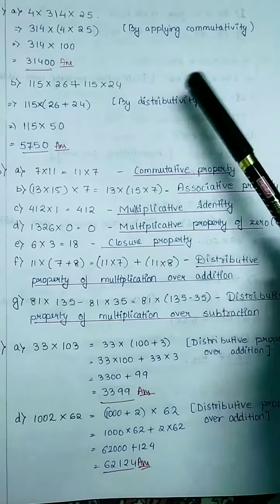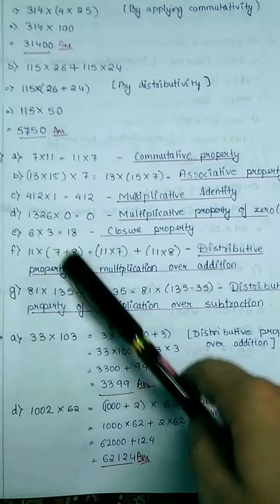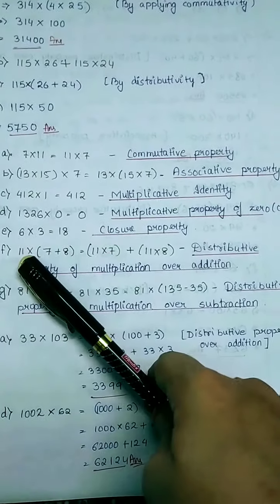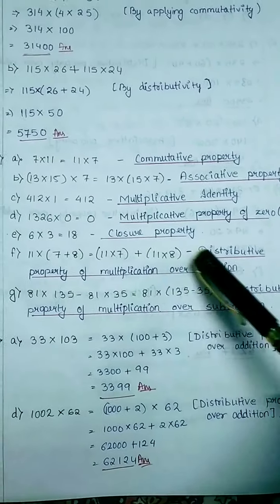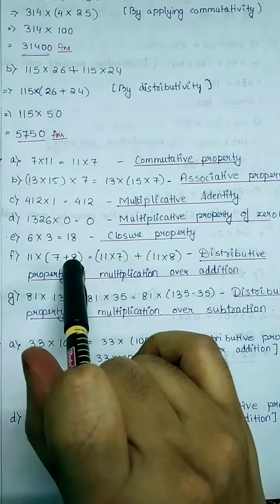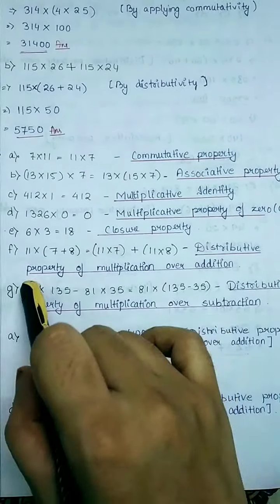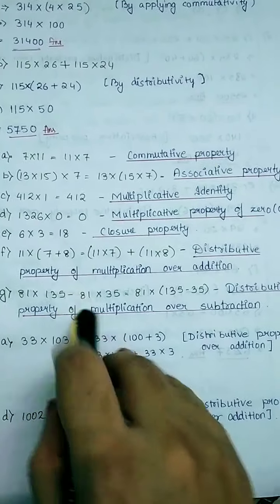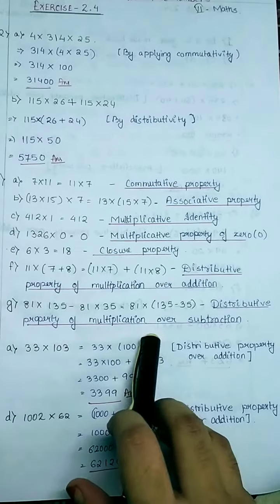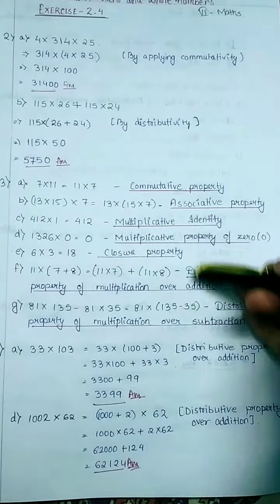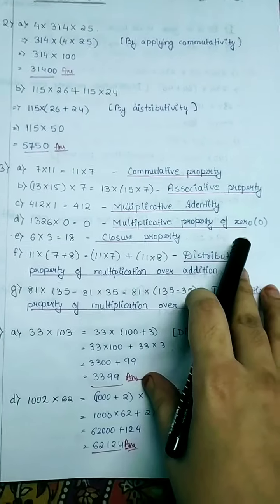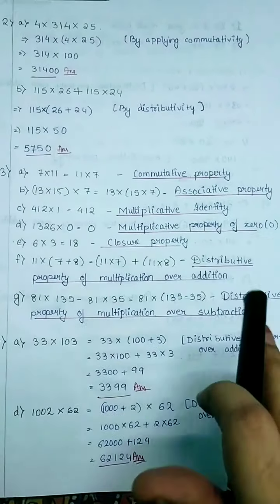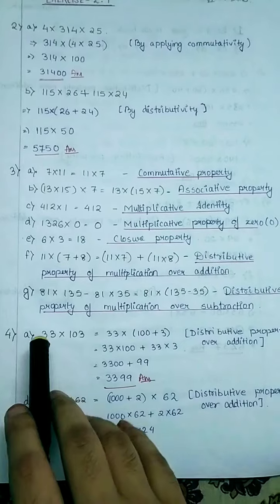Okay, next is question number F. Here you can see 11 multiply 7 plus 8. 11 is multiplied to 7 and 11 is multiplied to 8. So this is distributive property. Because here there is an addition sign, it is known as distributive property of multiplication over addition. And when there is a subtraction sign, then it is known as distributive property of multiplication over subtraction. You have to remember and learn all these properties. The definitions you can see from the book, or you can understand whatever I have made you understand here.